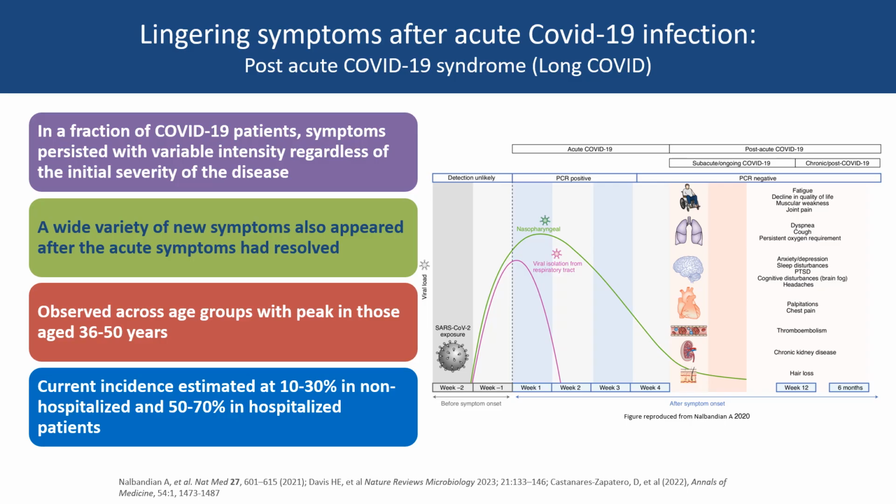This has been termed the post-acute COVID-19 syndrome or long COVID, and it's thought to occur in 10 to 30% of non-hospitalized patients and in 50 to 70% of hospitalized patients. Symptoms of long COVID may resolve within 6 months, but in a sizable fraction of those affected, symptoms seem to become chronic and overlap with the chronic fatigue syndrome, also known as myalgic encephalomyelitis.